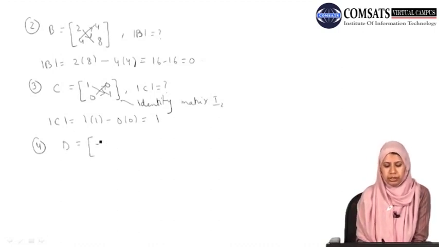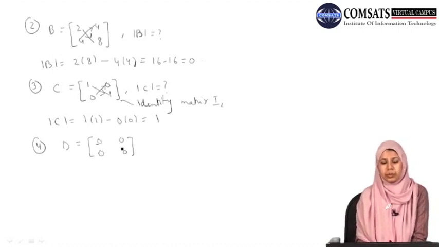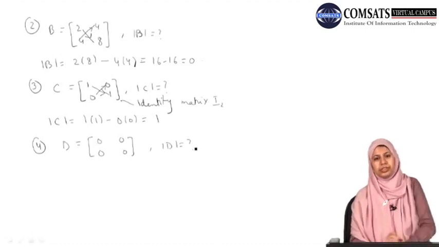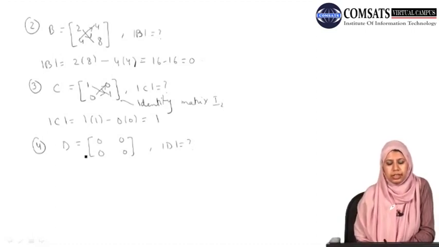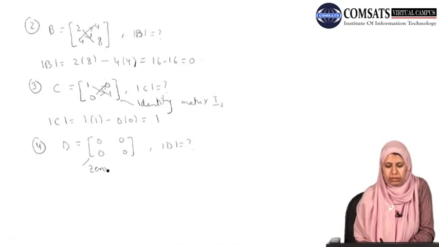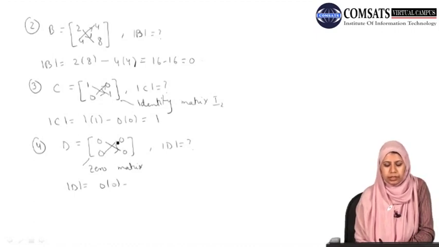One more example. If we consider our matrix D with entries 0, 0, 0 and 0, that is, all the entries are 0, then this is nothing but the 0 matrix, and the determinant will be calculated by using the same formula, that is the product of the main diagonal, 0 into 0, minus the product of the other diagonal, which is 0.